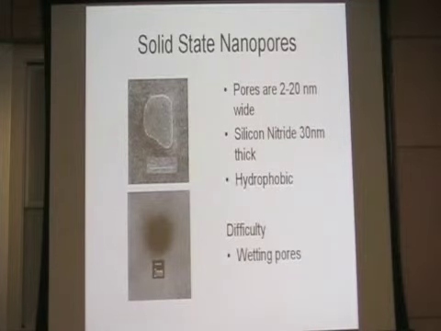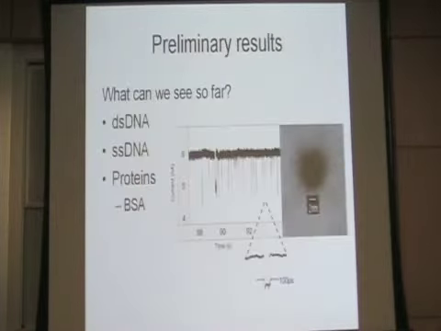So right now, we've made progress. We can make pores between 2 and 20 nanometers. There are pictures right there. We make them in silicon nitride at Cornell, and they're hydrophobic, so we're having a little difficulty wetting the pores, but we're getting there. So far, we can see blockades due to double-stranded DNA, single-stranded DNA, and we're looking at proteins. And that's all the time.